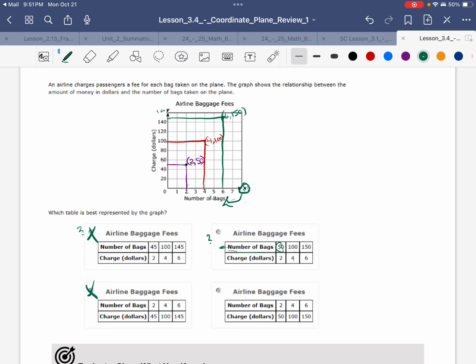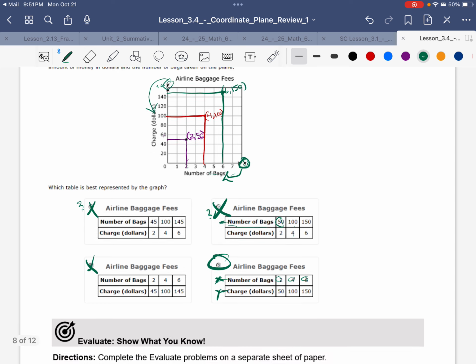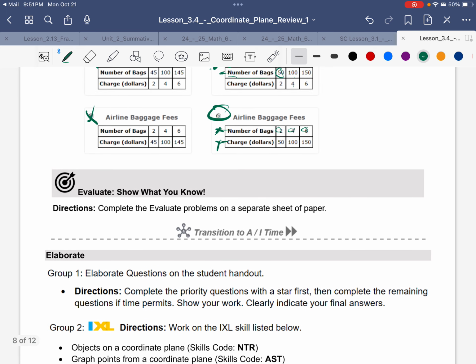And that's not what you see on C. So look here, we got 2, 4, 6. So this is our X and this is our Y, because X is our number of bags. It tells us right here. And our Y is our dollars. So Y should be here. There you go. So D is your answer. X is out. All right.